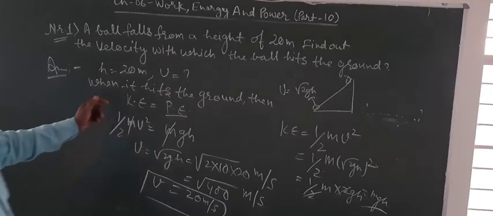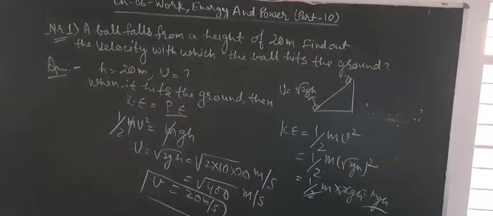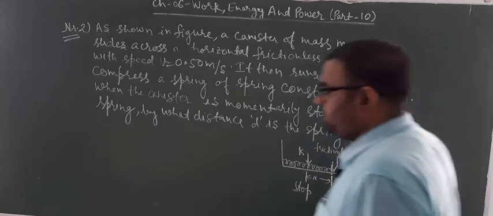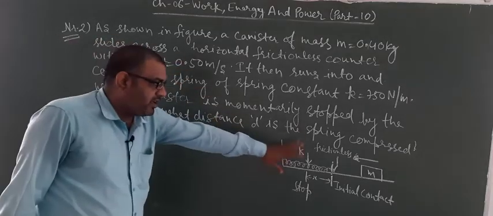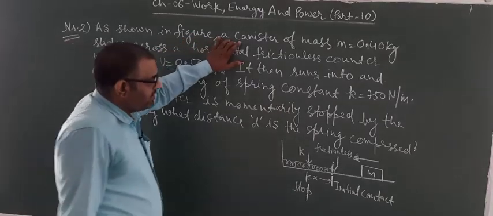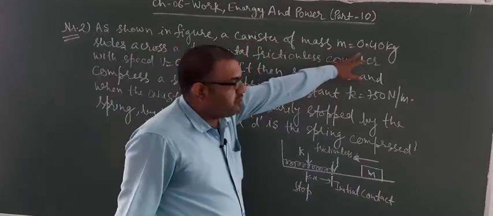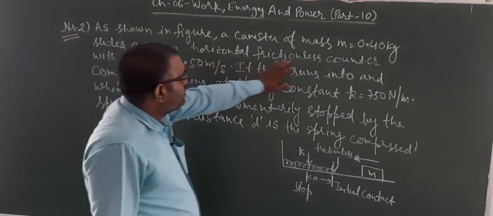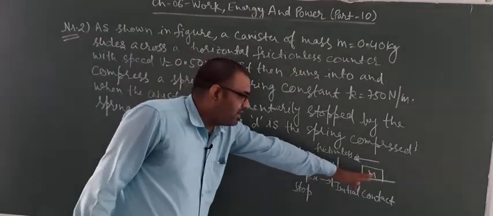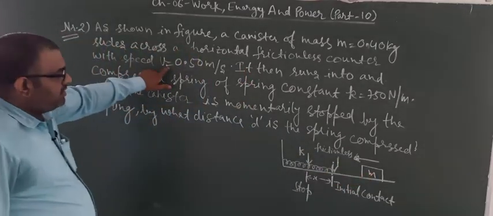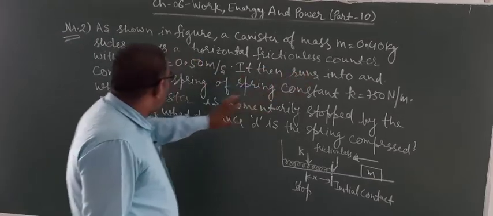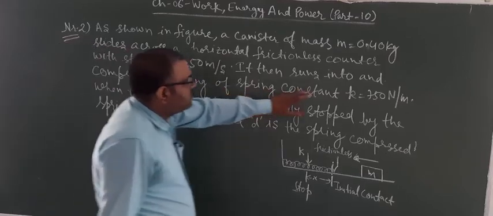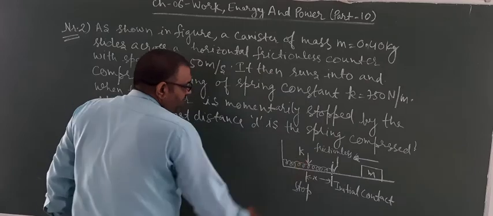Now dear students, we are going to discuss the next question. Yes students, now look here, a very good numerical. It is given that, as shown in the figure, a canister of mass m, and its mass is given 0.4 kg, slides across a horizontal frictionless counter. This is a horizontal surface that is frictionless, over which this mass m is sliding with velocity v equal to 0.5 meter per second. It then runs into and compresses a spring of spring constant 750 Newton per meter.